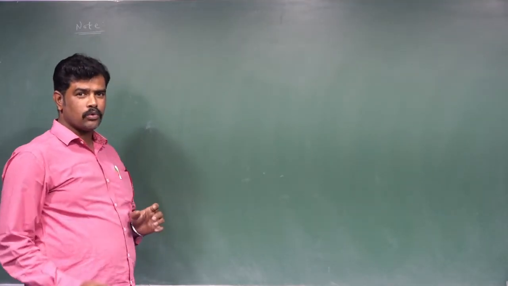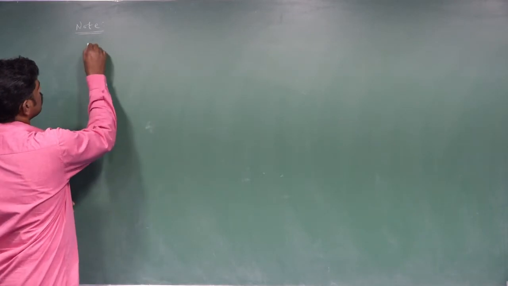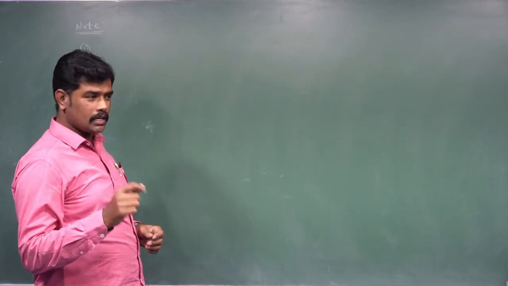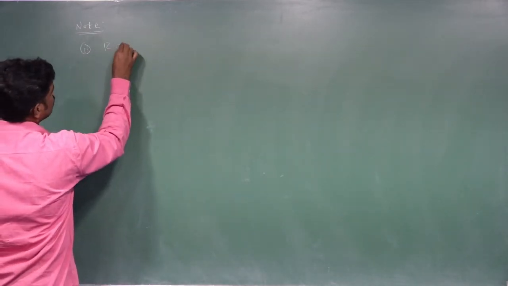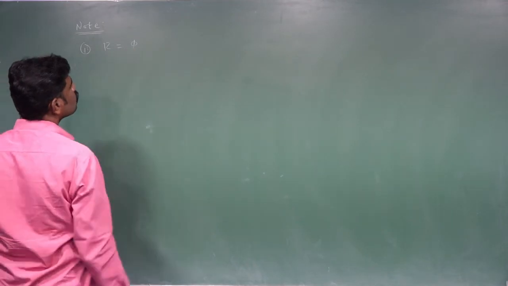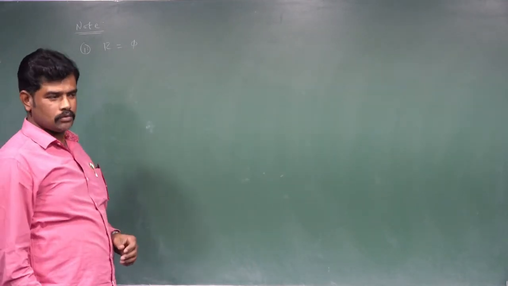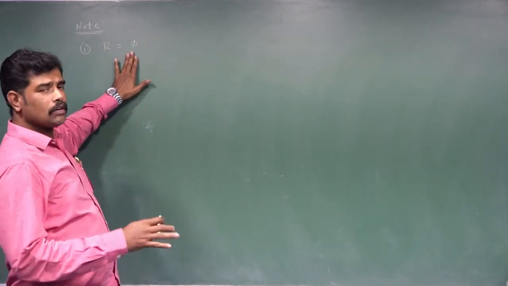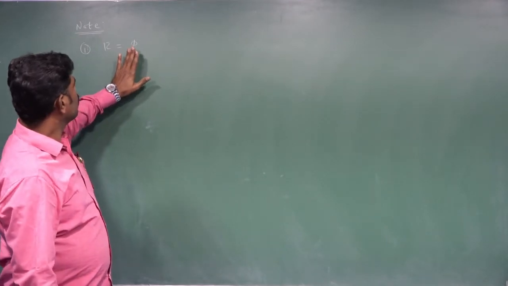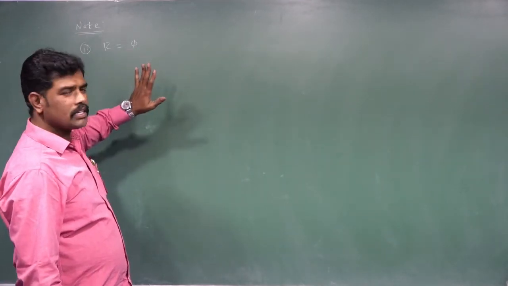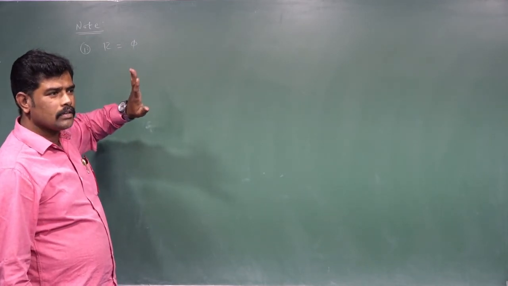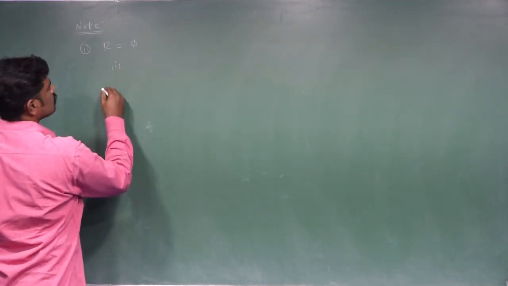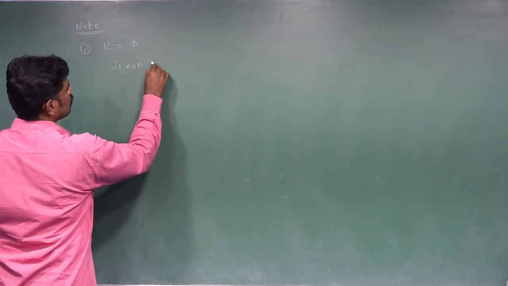Now, we are going to see one note. In that only one point is there. An empty relation means a relation in which no ordered pairs are there, no contents. Actually, an empty relation is like this only: a relation which consists of no pairs. How does it satisfy symmetric, reflexive, transitive? It is not reflexive.